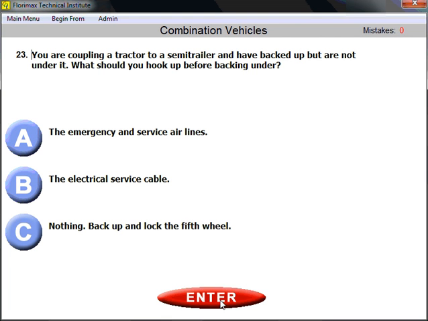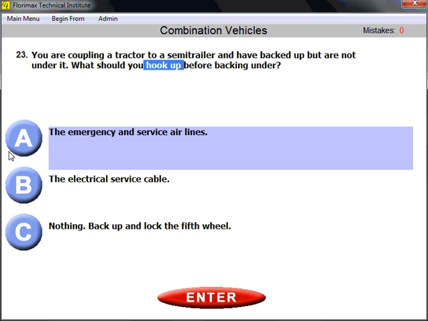Question number 23. You are coupling a tractor to a semi-trailer and have backed up, but are not under it yet. What should you hook up before backing under? You need to read and pay attention to the details. So you need to get a clear picture of where you are. You are coupling a tractor. You have backed up, but not under it completely. What should you hook up? Emergency and service air lines.